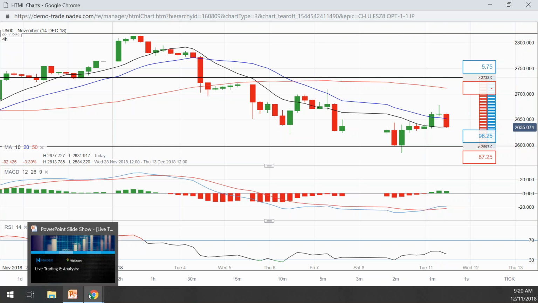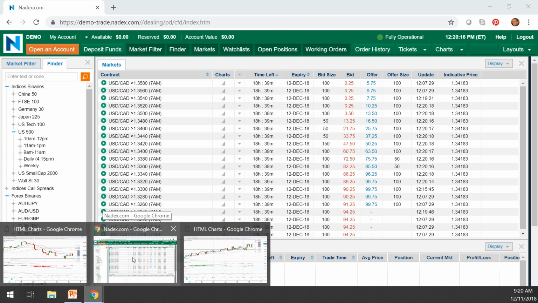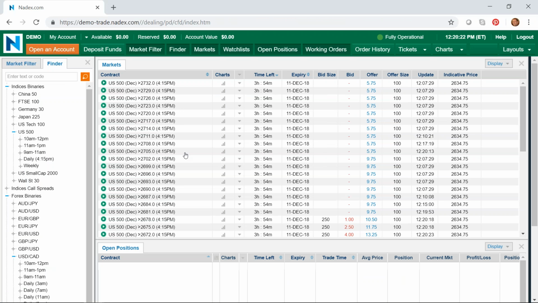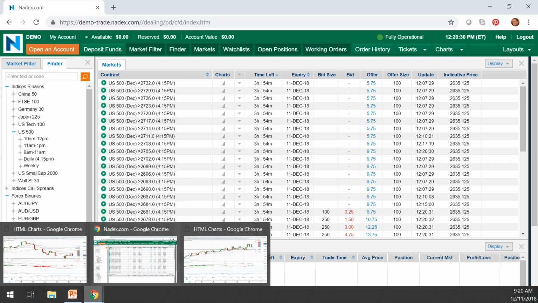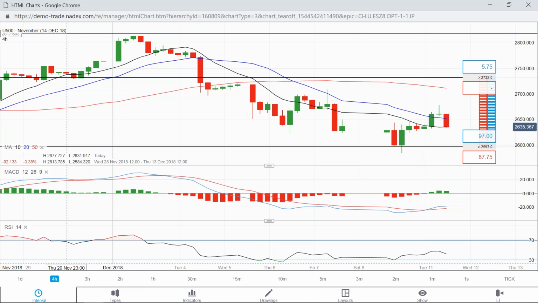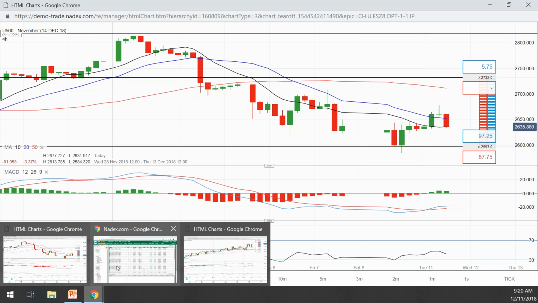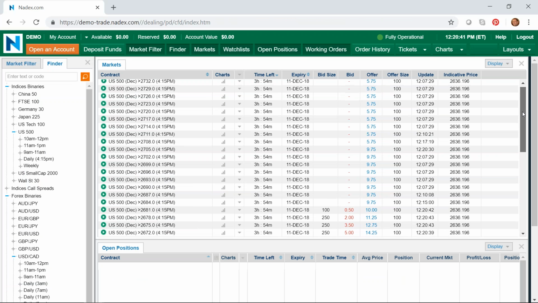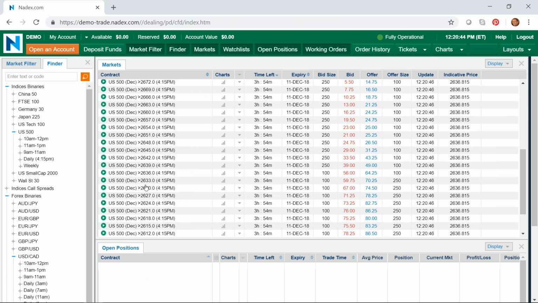We can look at the Nadex contracts, and we'll take a look at the dailies on the US 500, and then we'll look at 2635. And so I want to take a look at what we have, 2635. Let's scale down here. So 2635, 2636 is one that is already in the money.